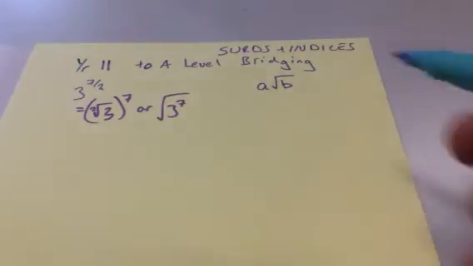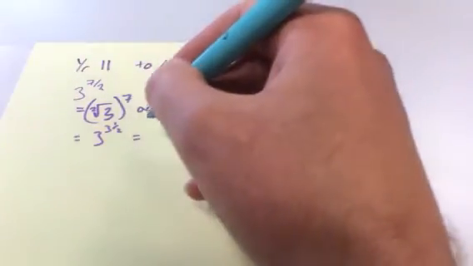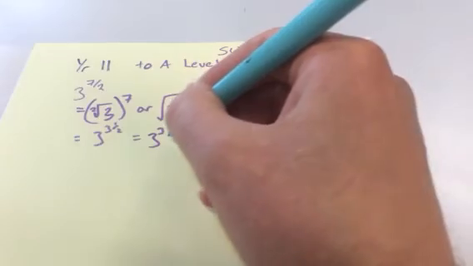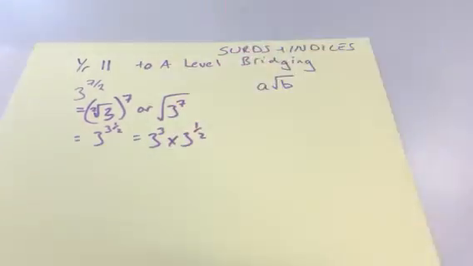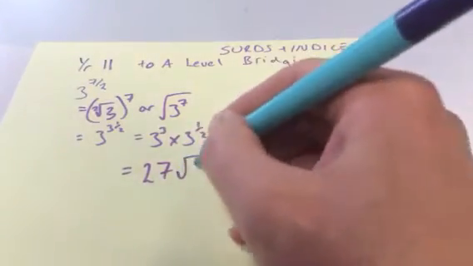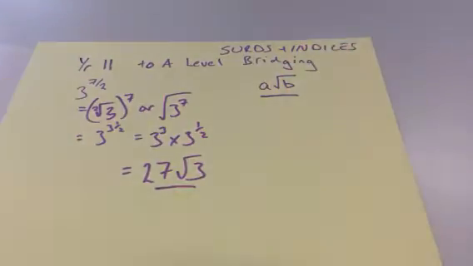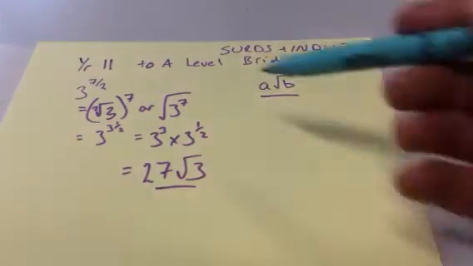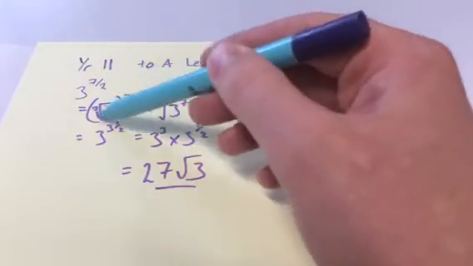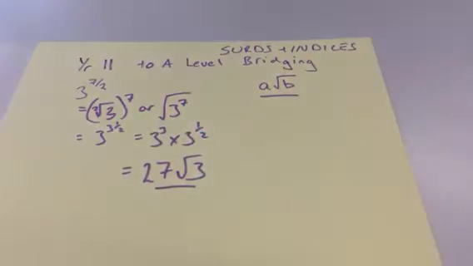But using our index laws, we'd also know that that's 3 to the 3.5, which is equal to, if you remember index laws, you add the powers, 3 to the 3 times 3 to the half. So 3 to the 3 is 27, times root 3. Now that's in that form A root B. So you've got to know your index laws there. The fraction is the square root of, but also a product comes from the sum of the powers.